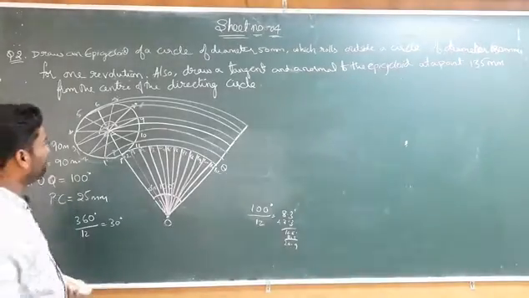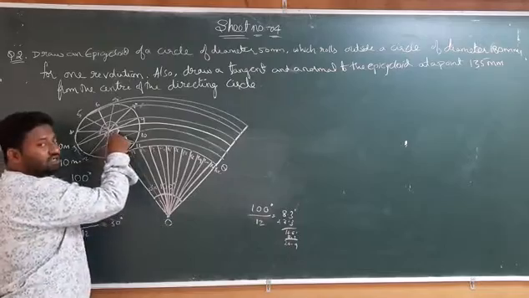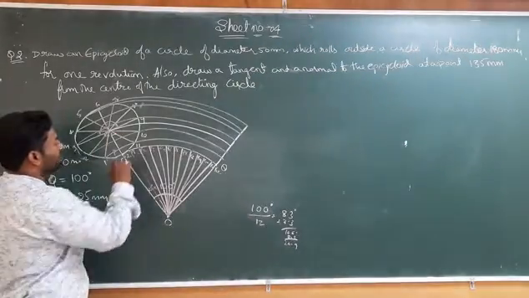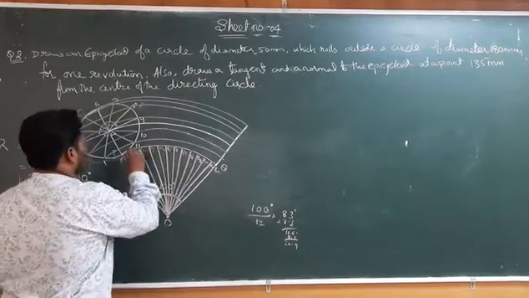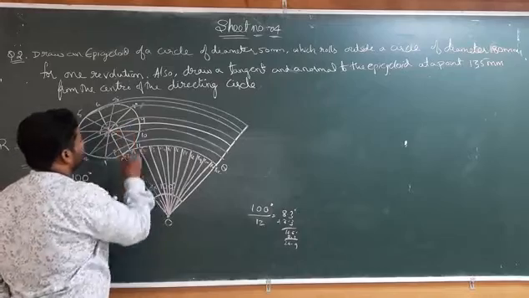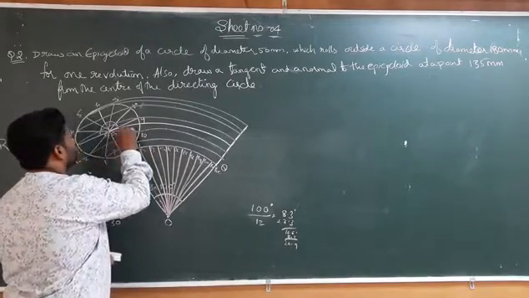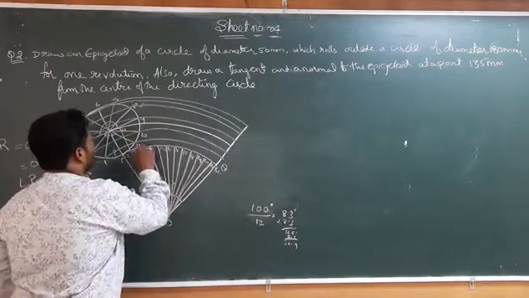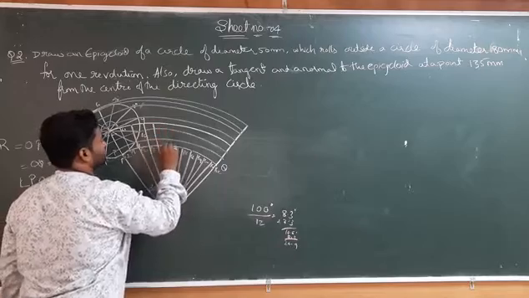Now after that, we have to extend this point up to the center of the directing circle. So for that, we will extend this one from P1 to C. So here we will give the text like C0, C1. Like that, we will extend all these lines up to the center. After that, we will give the text.